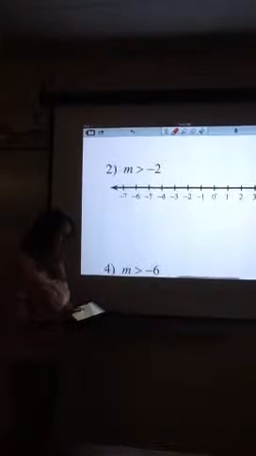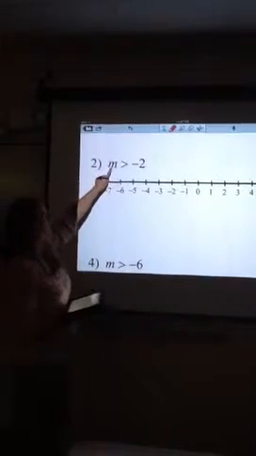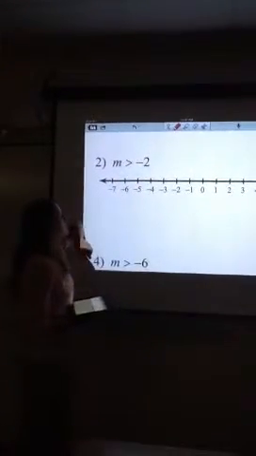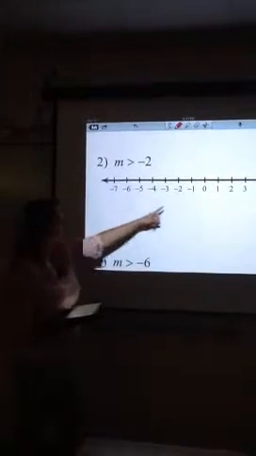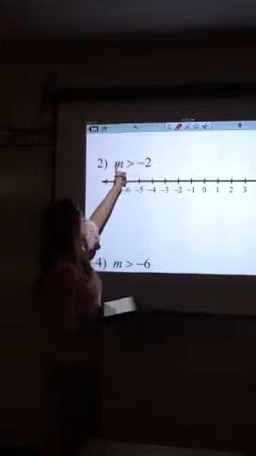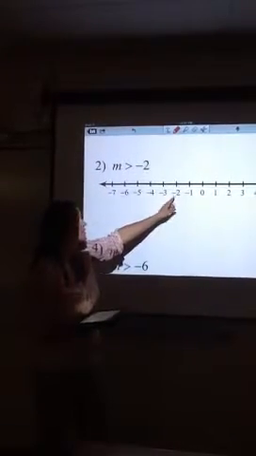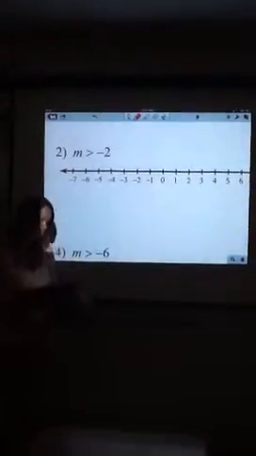I'm actually going to go over here to number 2. Alright, this is red. The variable m is greater than negative 2. So I'm going to look at my number line. Here's negative 2. And this means that m is all numbers that are greater than this negative 2. So it's going to be all numbers higher, going to the right on the number line.